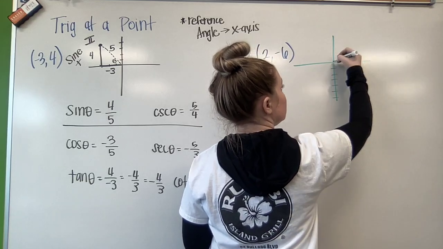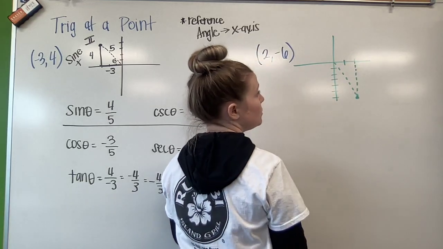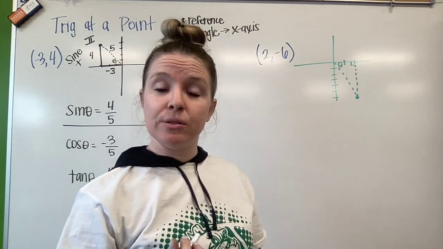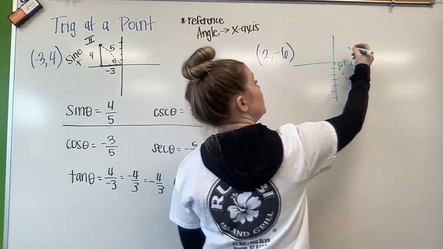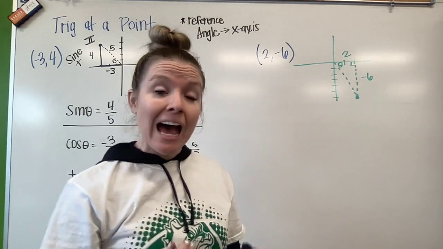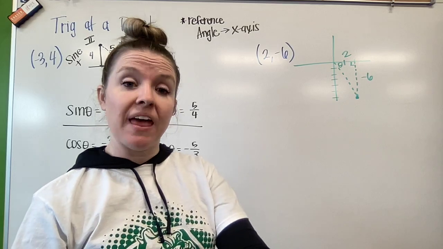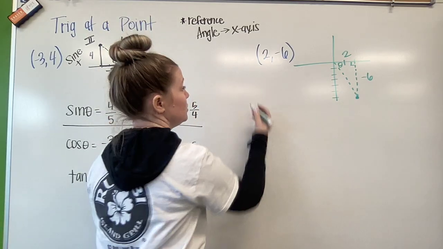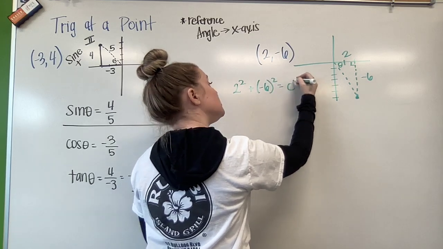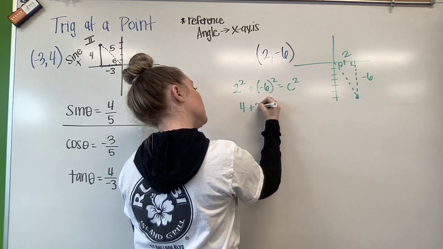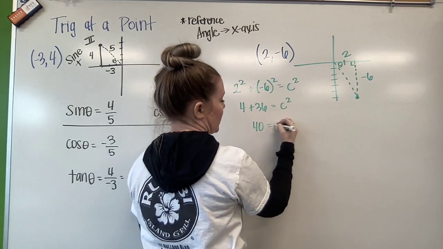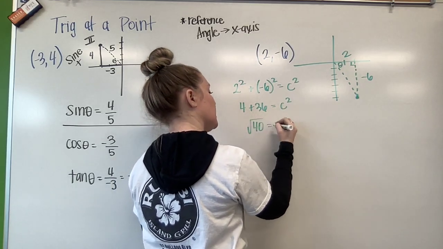So my triangle here, there's my right angle. And again, theta is between my hypotenuse and the x-axis. I went right 2, down 6. This is not a Pythagorean triple, so I'm going to use the Pythagorean theorem to find my hypotenuse. That's 2 squared plus -6 squared equals c squared. 4 plus 36 equals c squared. 40 equals c squared, and I square root.